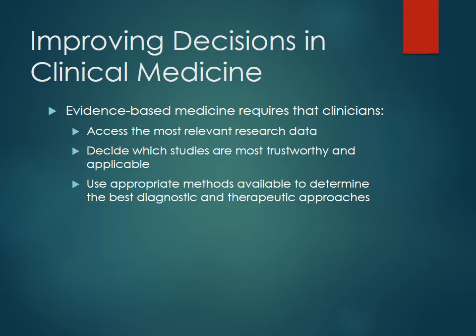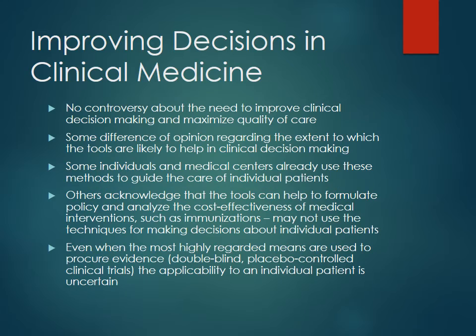So it takes a long time for things to really be ingrained, and before it ends up in a textbook, it takes a while for this to occur. Things need to be replicated, things need to be validated in large patient sets to make sure that it's actually true. You need to figure out which studies are going to be most trustworthy, which ones are going to be most applicable to your patients, and then try to use the appropriate methods to determine what's going to be the best diagnostic and therapeutic approaches based on that. So certainly there's no controversy about needing to improve clinical decision making and helping to maximize the quality of care.